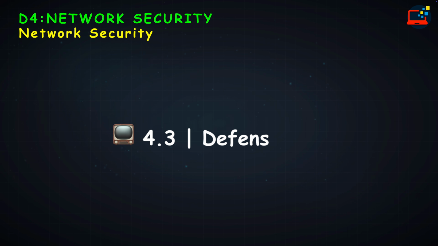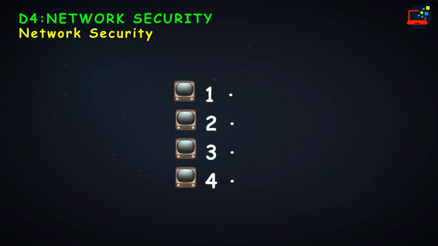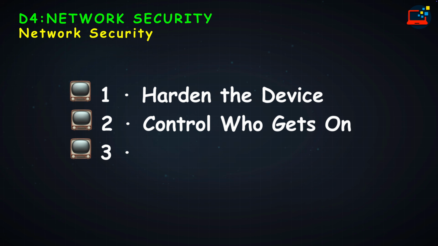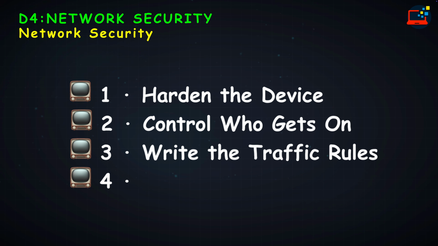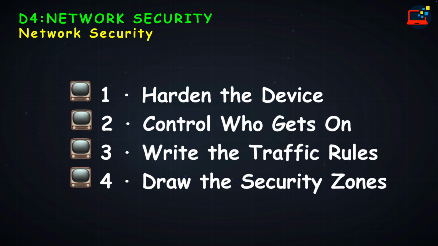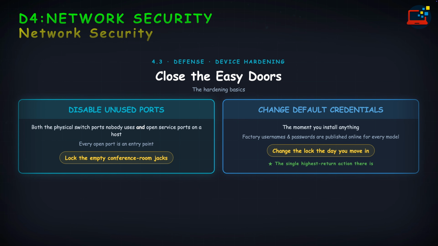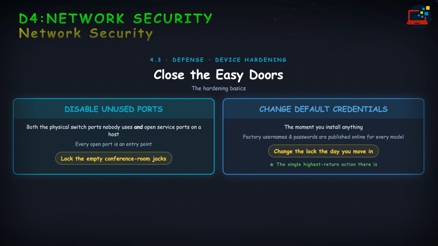4.3 is the defense. Now that you can name the attacks, this is the toolbox that stops them, and it falls into 4 buckets. Hardening the device, controlling who gets on the network, writing the traffic rules, and drawing the security zones. Start with device hardening, the basics that close the easy doors. Disable unused ports, both the physical switch ports nobody's plugged into and the open service ports on a host, because every open port is an entry point.